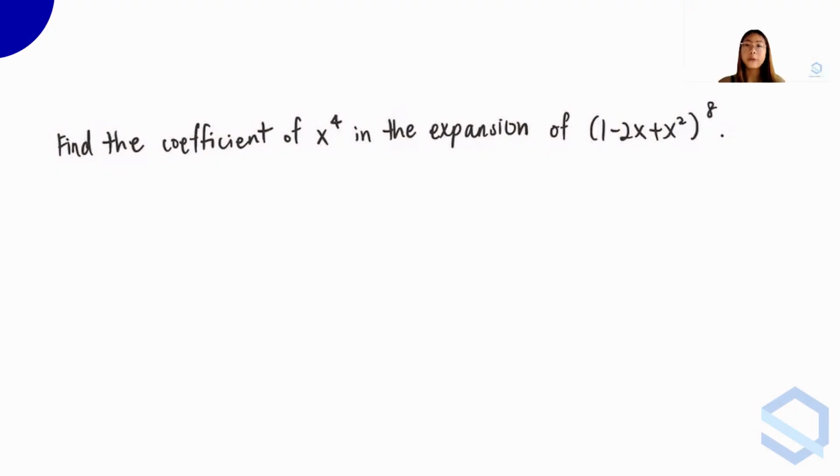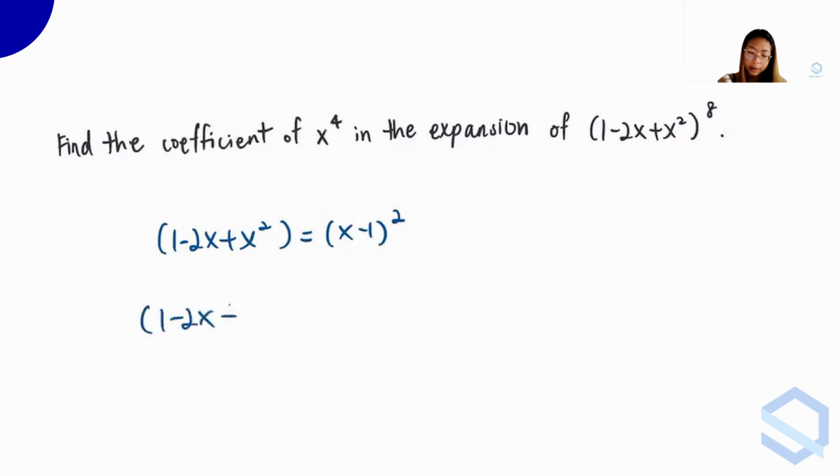So as mentioned, we have to factorize the expression inside. So when we factorize 1 minus 2x plus x squared, we see that this is actually x minus 1 squared. So when we apply this into the binomial expansion, what this means is that 1 minus 2x plus x squared to the power of 8 would actually give us x minus 1 squared, whole thing to the power of 8. So we see that the power can be brought out.